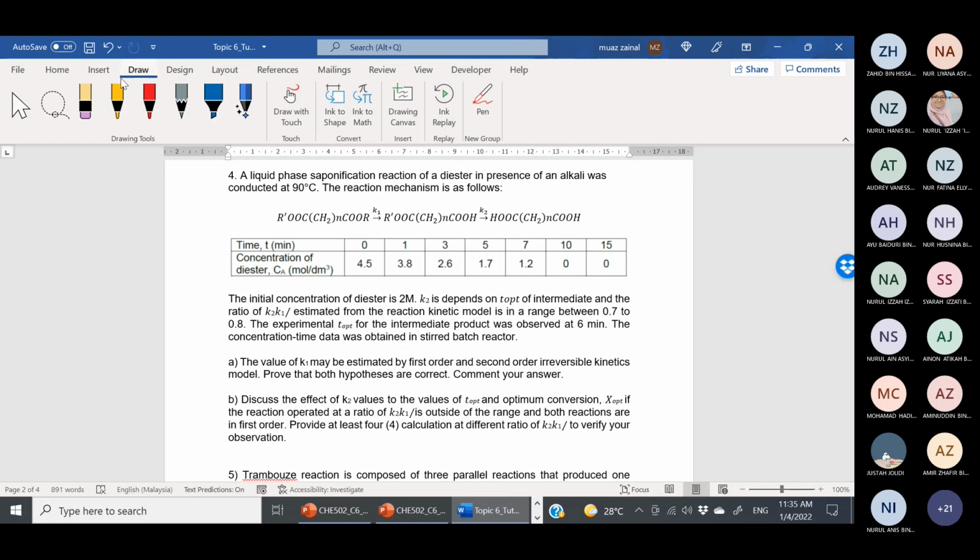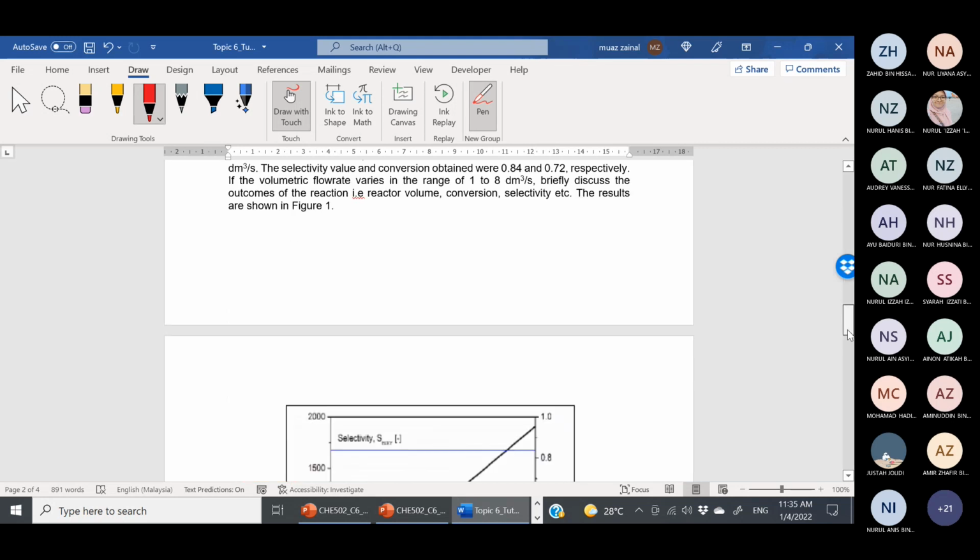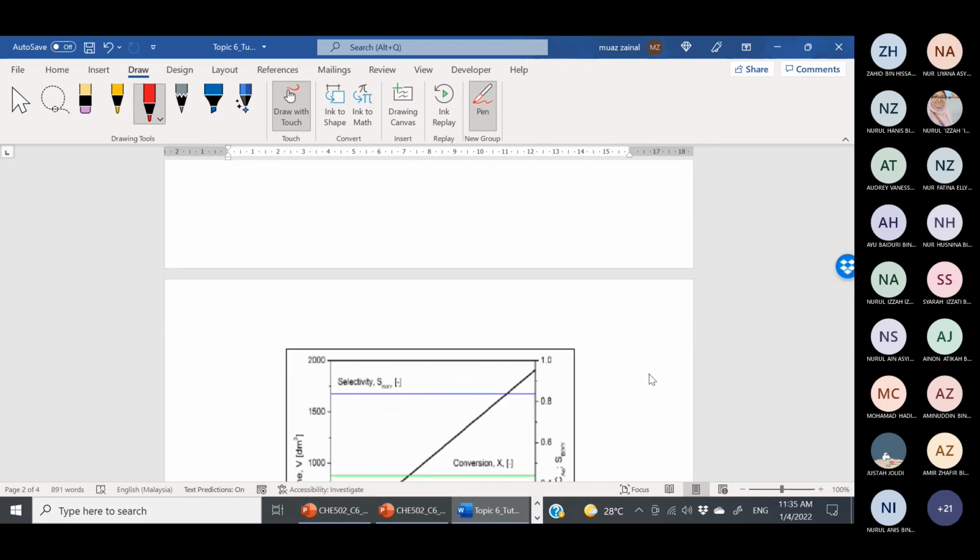Saya tak tahu kenapa tak boleh function saya punya pen ni. Dia tak nak tulis lah pula sini. Dia kena pakai mouse. Tak boleh pula. Aduh. Sekejap, saya try lagi. Dia tak nak fungsi. Sekejap, dah baru boleh.